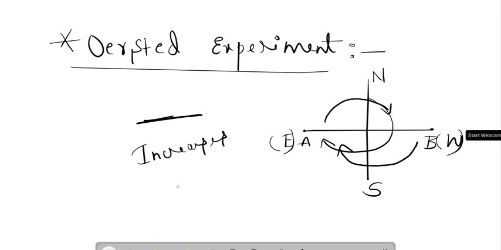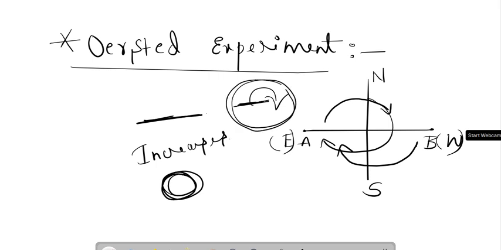The deflection in the magnetic needle arises due to the magnetic field produced by the current carrying wire. Whatever deflection happens here in the magnetic needle is all due to the magnetic field produced by that current carrying wire. The current carrying wire produces a magnetic field, and that magnetic field causes the deflection in that particular material. So, let us discuss one by one.